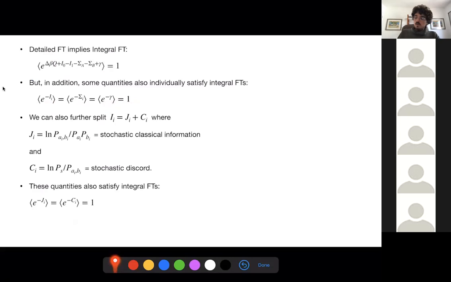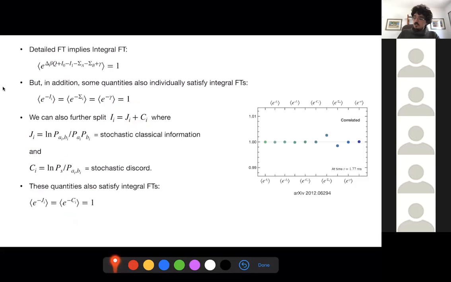And moreover, we can also split the mutual information into a classical information and a quantum discord. So stochastically, we can split this information I, at zero or one, the initial and final versions, into a classical information and a quantum discord, and they also satisfy fluctuation theorems. So we actually show this experimentally. This is from our latest experiment, which hasn't been published yet.